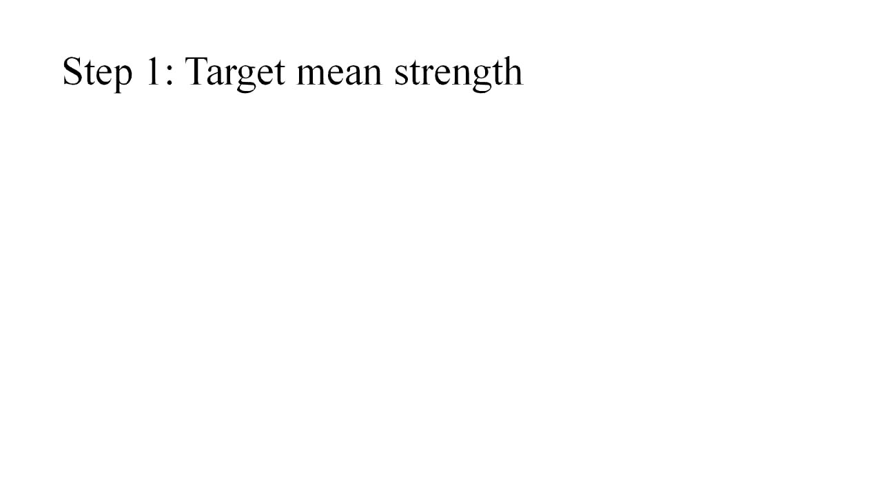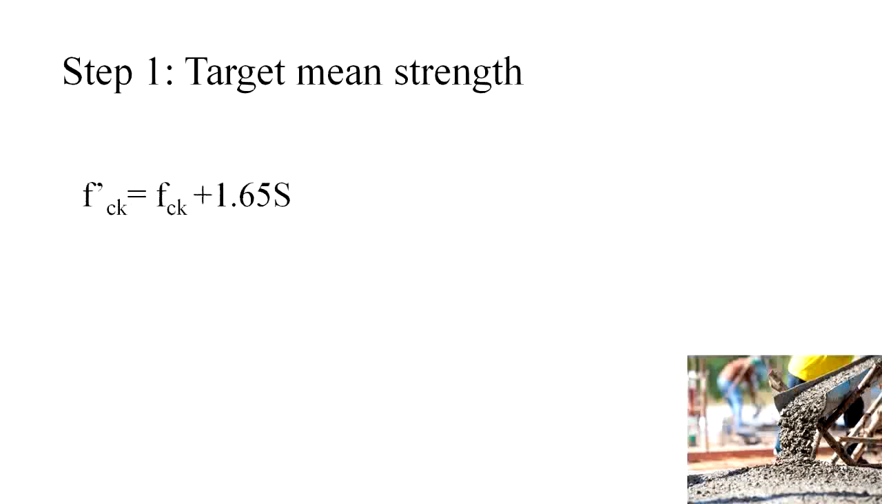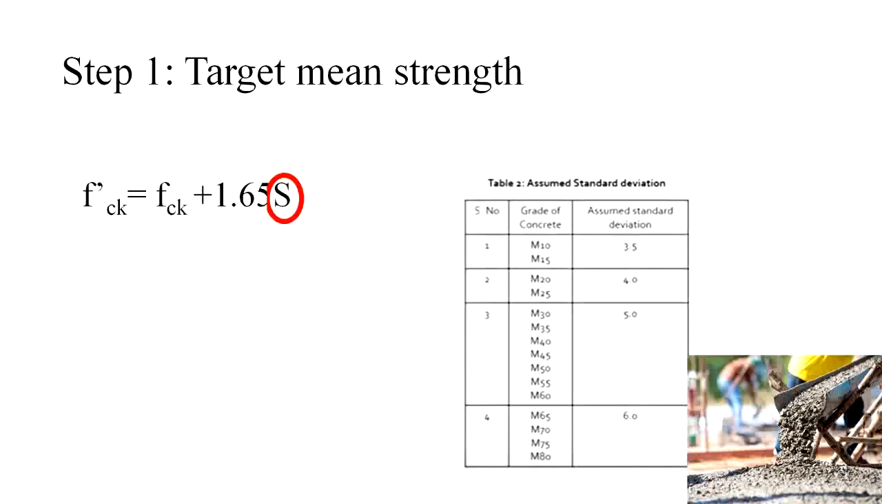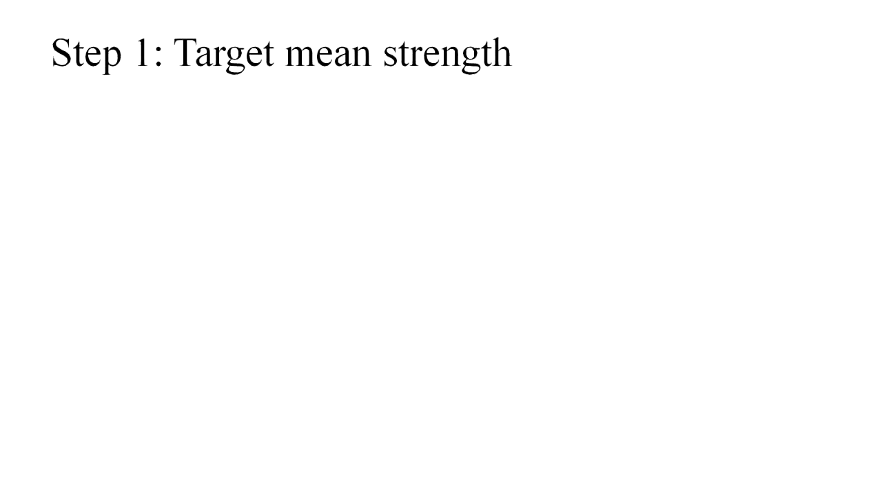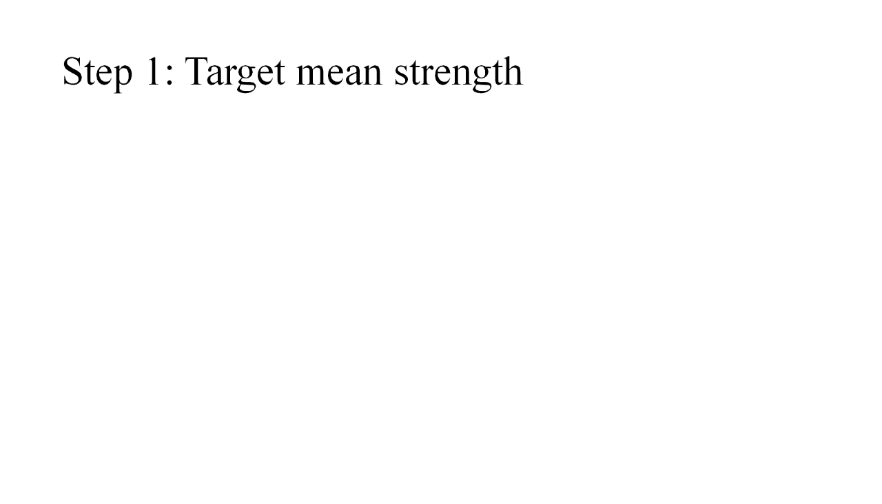Now, the second expression is to be solved. The second expression is f_ck dash equals f_ck plus 1.65 S, where S is the standard deviation. The value is to be determined from table 2 of IS 10262 2019 version. In this, we are considering the M20 mix proportion, where the value of S is equal to 4. Therefore, by substituting the value, we get f_ck dash equal to 26.6 Newton per millimeter square.